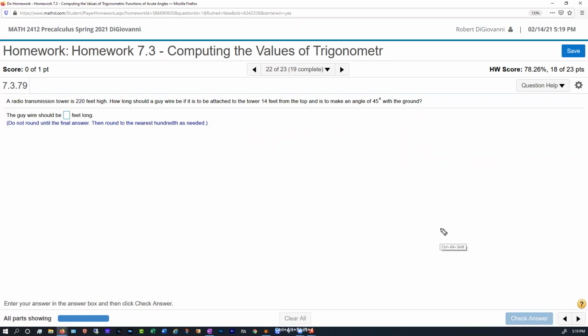Radio transmission tower is 200 feet high. Okay, here's my radio transmission tower, 200 feet. All right, how long should a guide wire be if it is to be attached to the tower 14 feet from the top and make an angle to the bottom of 45 degrees?